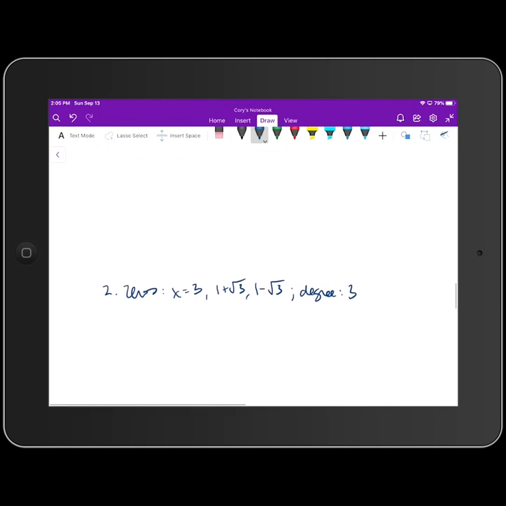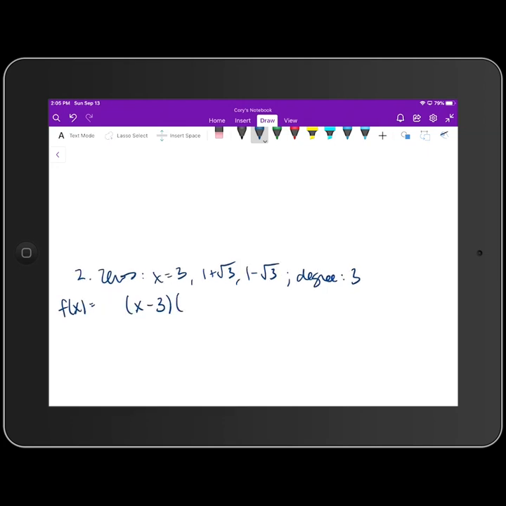Okay, so let's go ahead and construct our polynomial here. So if those are my 3 zeros, then I want x minus each of those zeros to become factors. Okay, so the first factor is going to be x minus the first zero, 3. The second factor will be x minus the second zero. So I have to subtract the quantity 1 plus rad 3. And then for our third factor, it's going to be x minus the third zero, which is the quantity 1 minus rad 3.